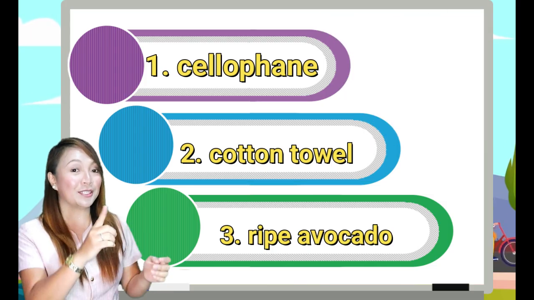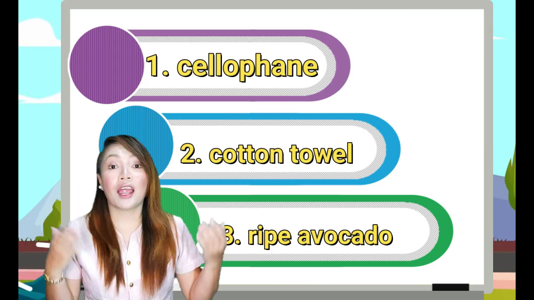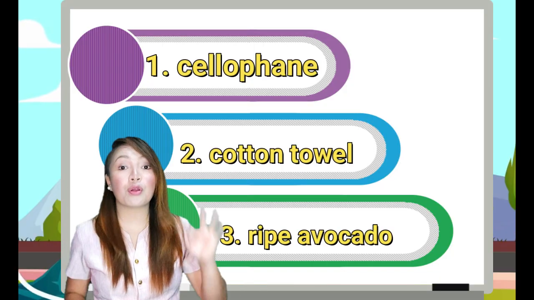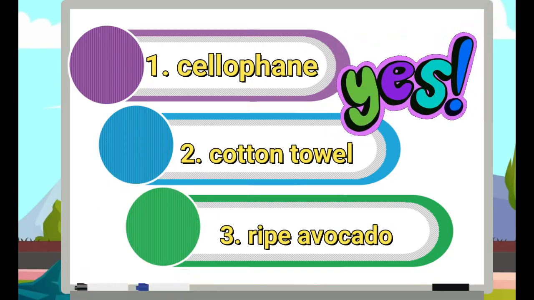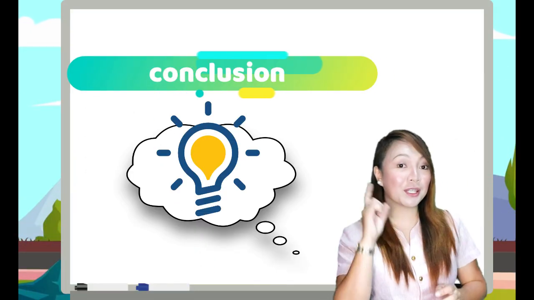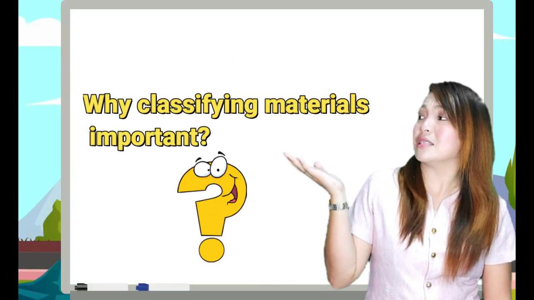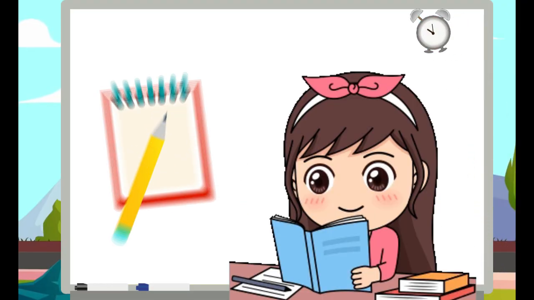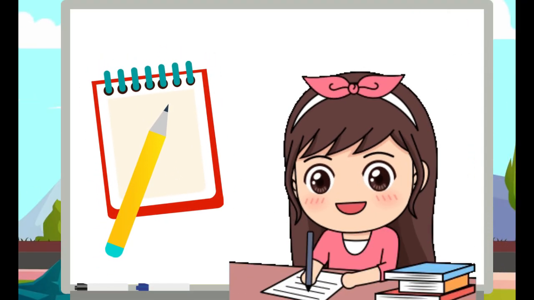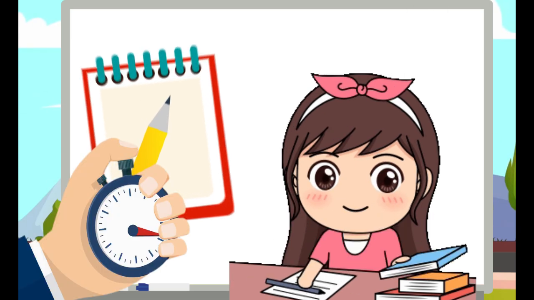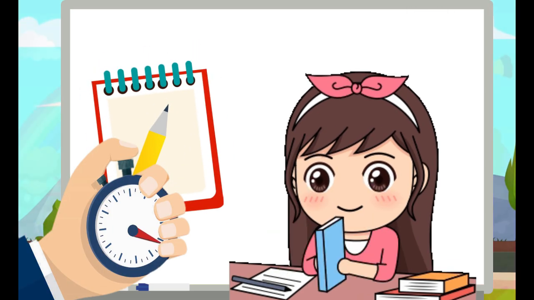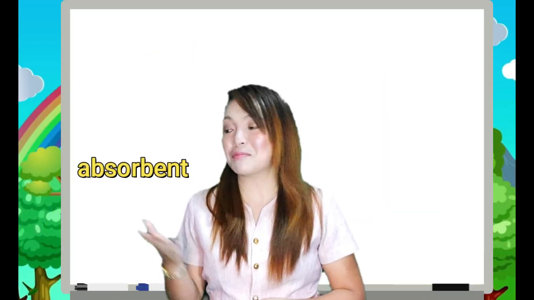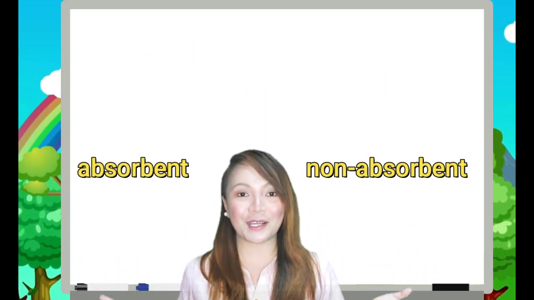Time is up! Did you get the right answers? Are there objects that have 2 or 3 answers? Very good! Now let us have a conclusion. Why is classifying materials important? Please write down your answer. Good job! You have done classifying the absorbent and non-absorbent materials.